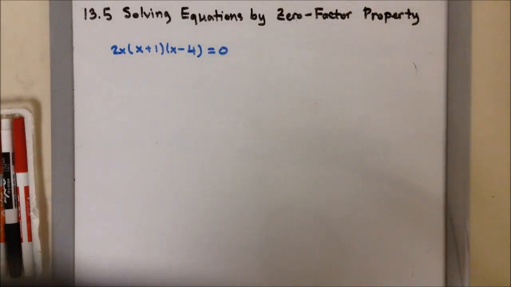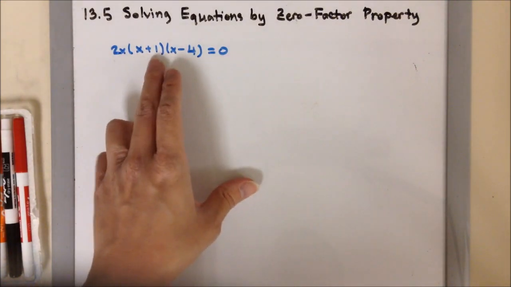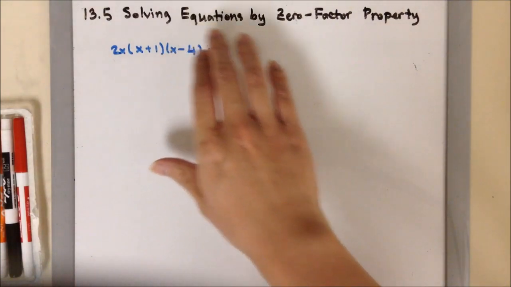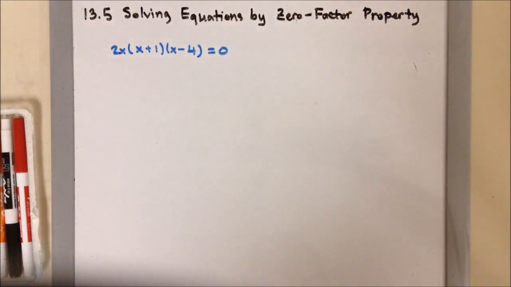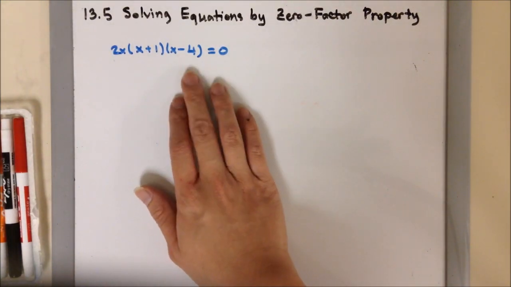Welcome to section 13.5, solve an equation by zero factor property. So here we have an example where it's in factor form, 2x times x plus 1 times x minus 4. Now what I mean by solving an equation by the zero factor property, it means that we're going to set each factor equal to 0.